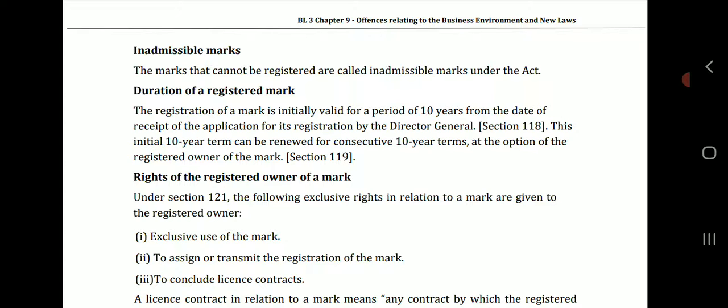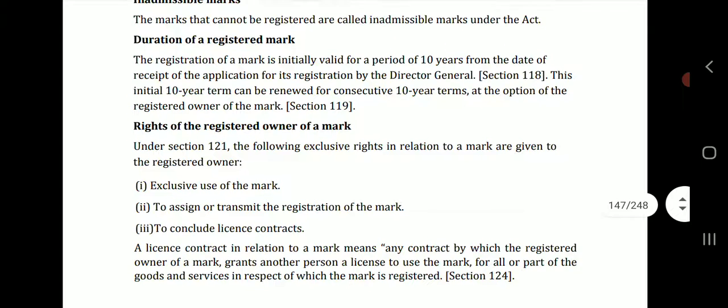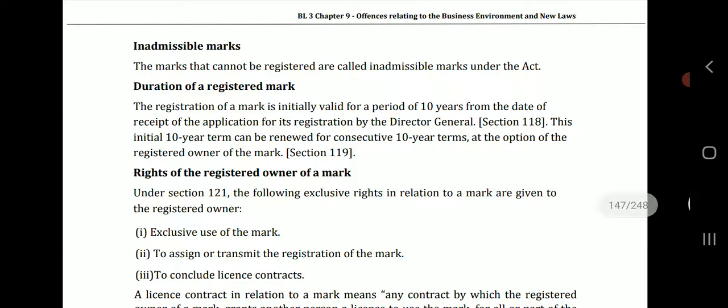Inadmissible marks. Marks that cannot be registered are called inadmissible marks, such as swear marks, for example a middle finger. You cannot trademark a middle finger. Or something like the Nazi symbol. You cannot admit that because it promotes hatred. Nude pictures and such things cannot be registered under the Act.